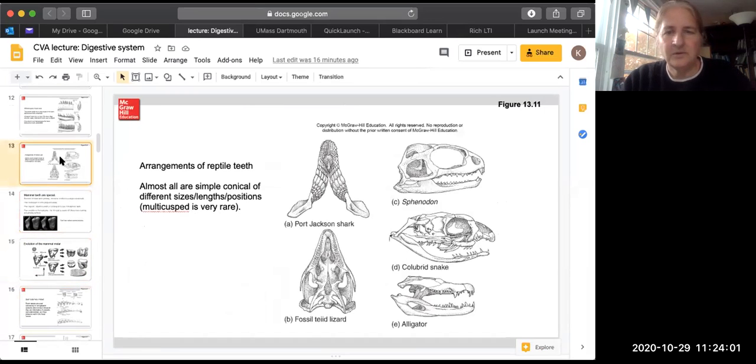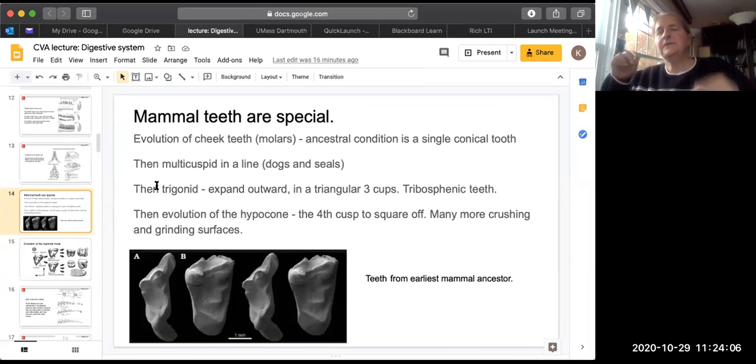I should throw a picture in for that. But anyway, it's like dog teeth, if you know dog teeth. And then there's the trigonid, which is where the innovation is that it makes a triangle. If you look at it from the top, it's like a triangle. So instead of the cusps just being in a line, now we have some width to the tooth. That was a big innovation.